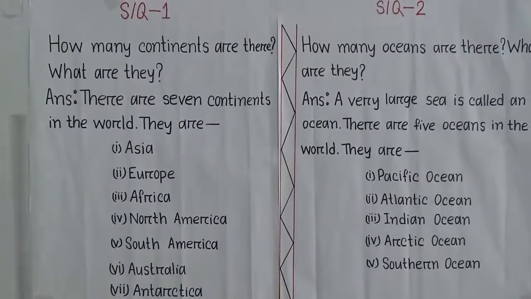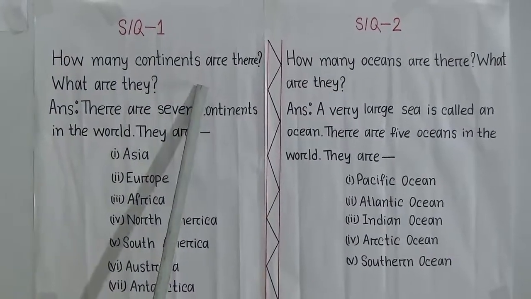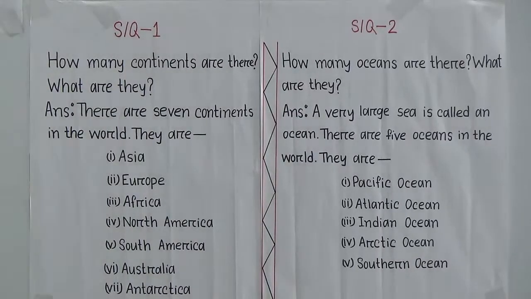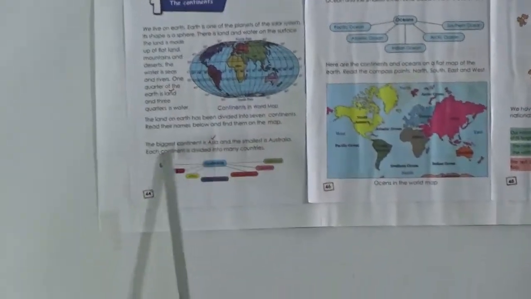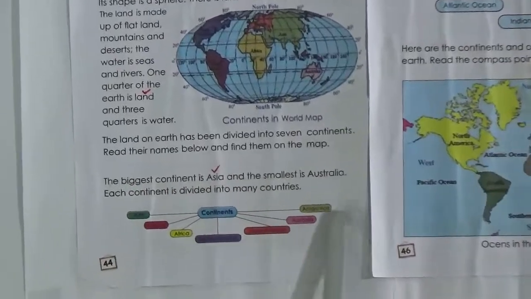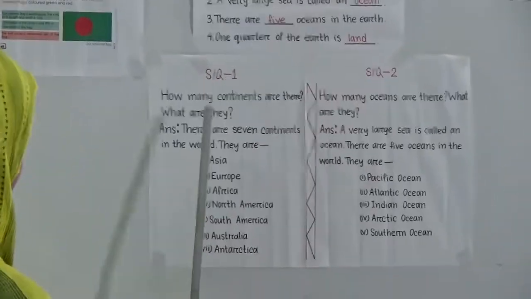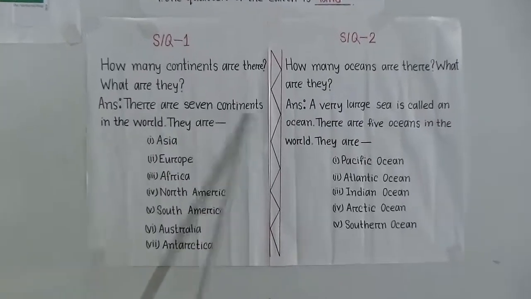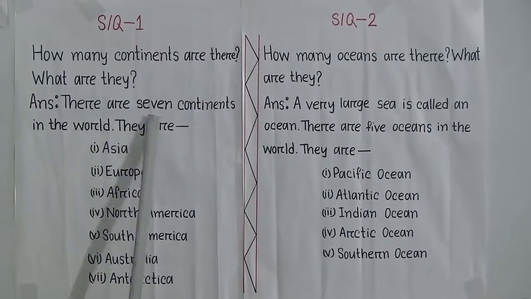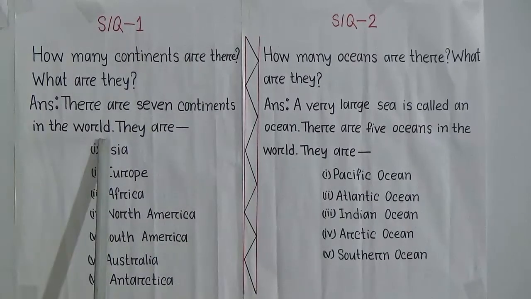The question is, how many continents are there? What are they? Come to lesson 1, we find the answer here. How many continents? There are 7 continents and here you find the names of the continents. The answer you can write like this. There are 7 continents in the world.